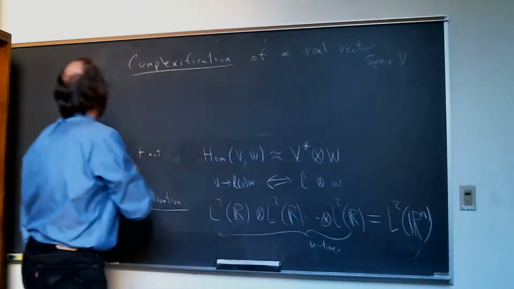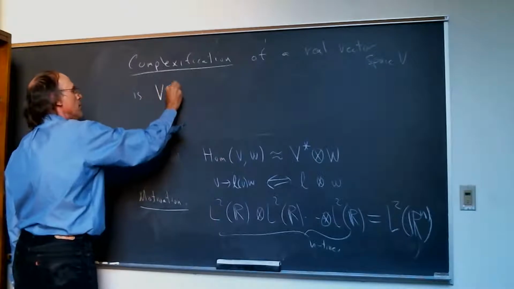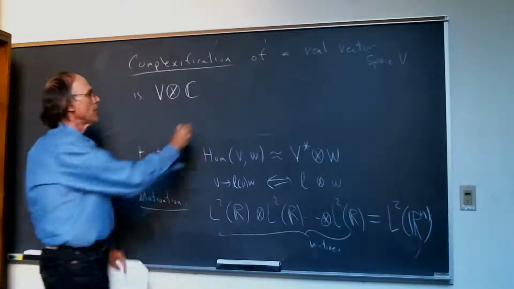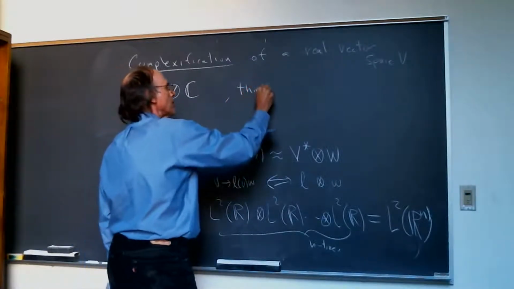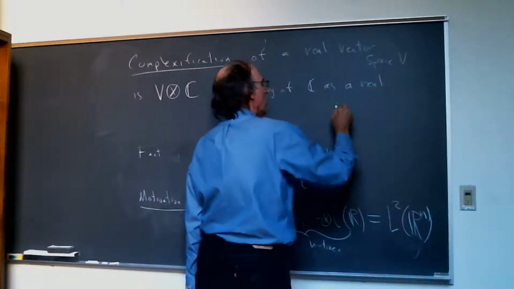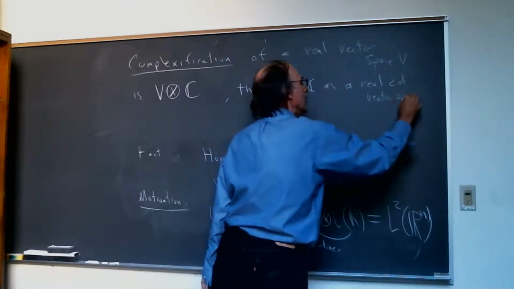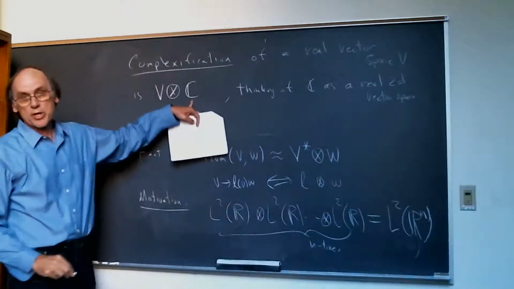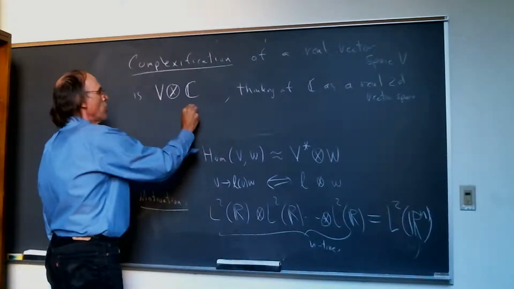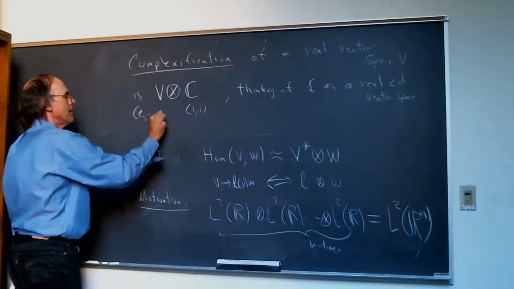V is V tensor C. But the point is that we're thinking of C as a real 2D space. So here, as real vector spaces, this would have basis 1 and i, and this guy would have a basis e1 up to en in V.